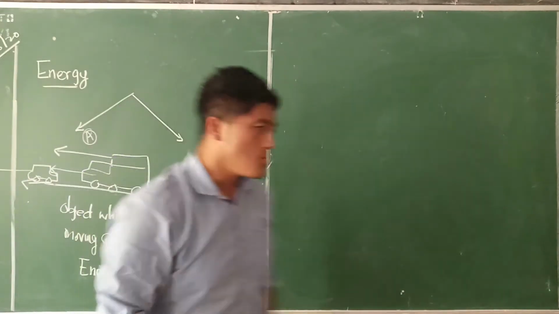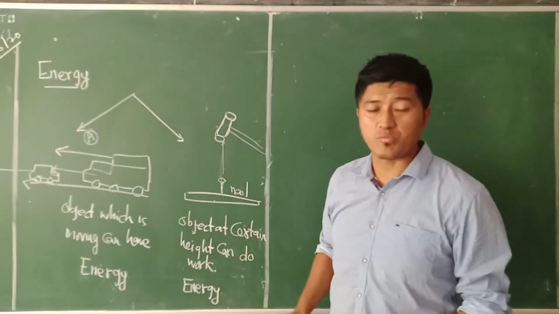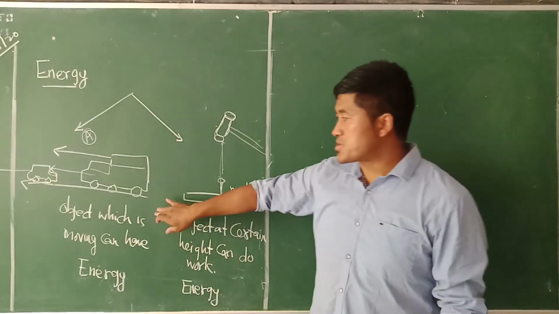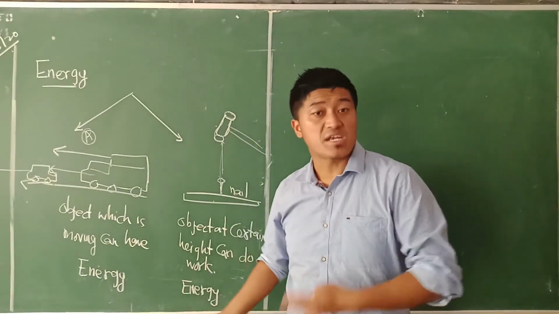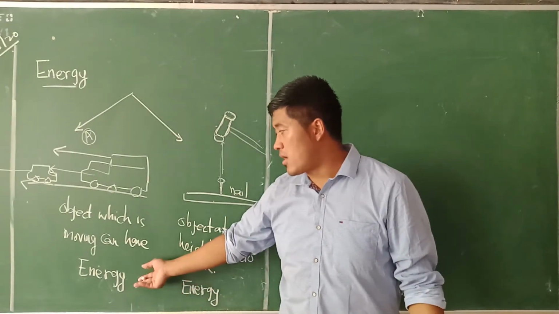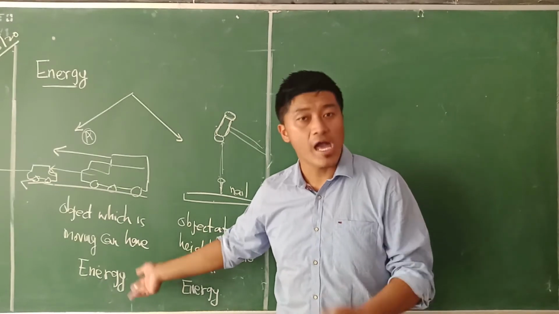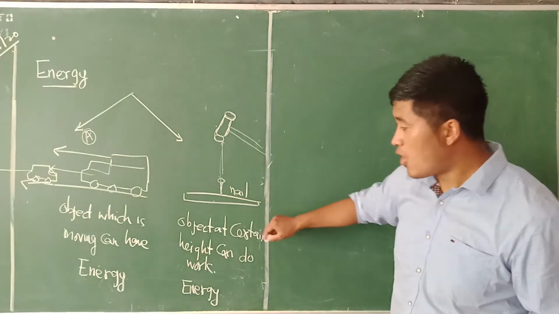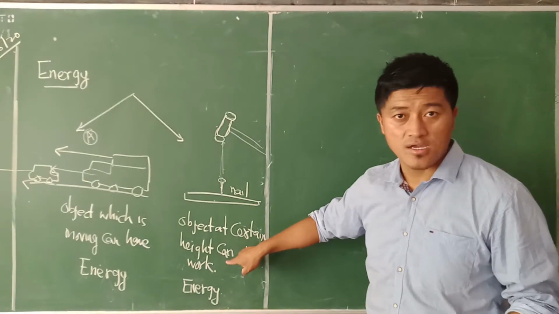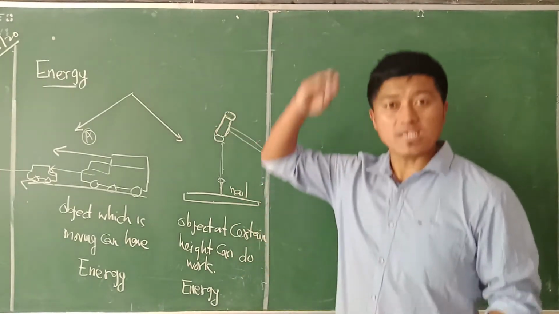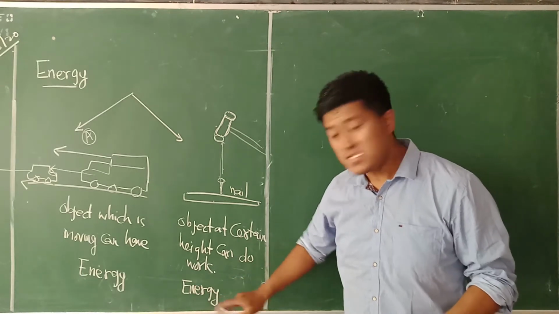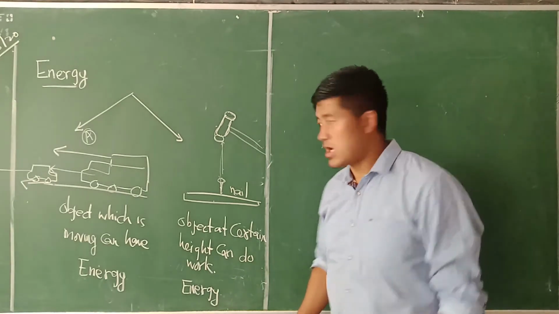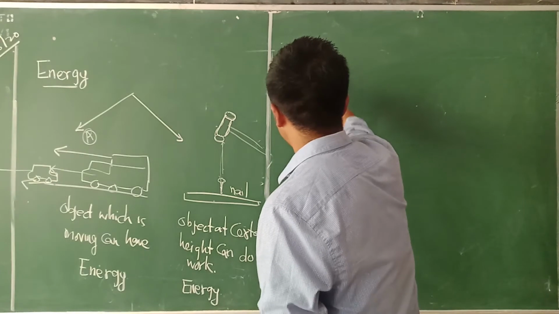okay, so there are two different kinds of situations which I brought here. Situation number one, an object which is in motion can cause a certain kind of work, and to do this work it needs energy. Now in the second case, an object at a certain height, that means an object which is raised to a certain height, can also do some amount of work and it needs energy.